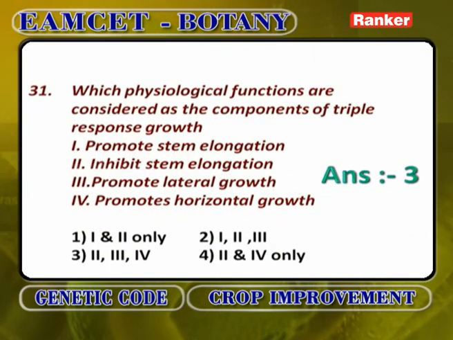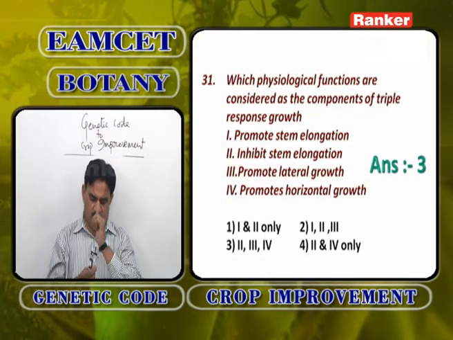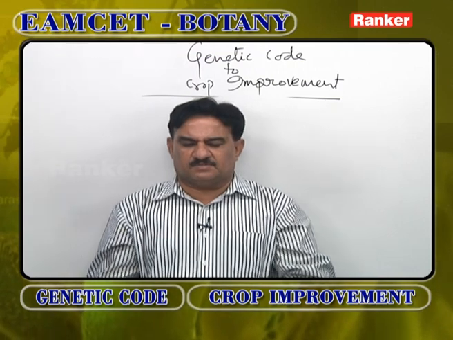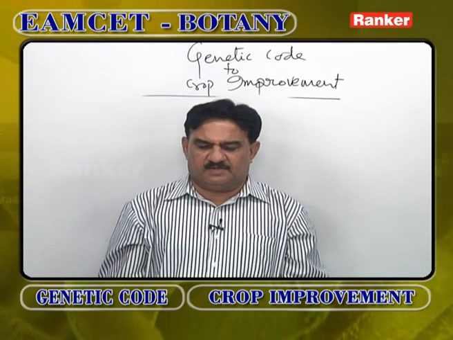Now those are about protein synthesis. Those are about genetic code. Now we'll start with phytohormones. Which physiological functions are considered as components of triple response growth? Triple response growth is done by ethylene. Ethylene is the phytohormone which controls triple response growth.